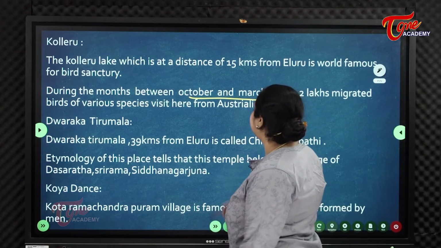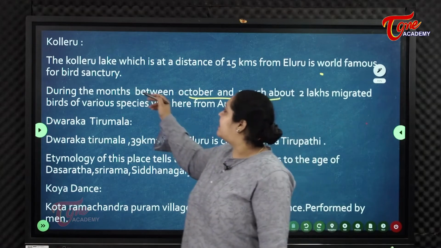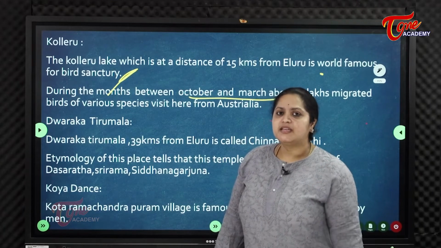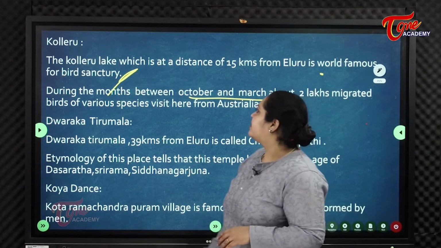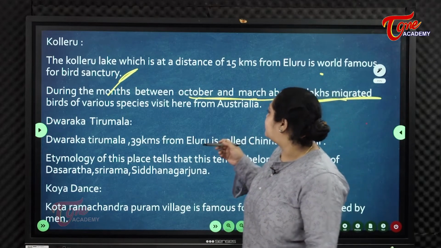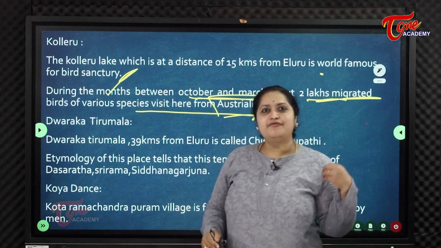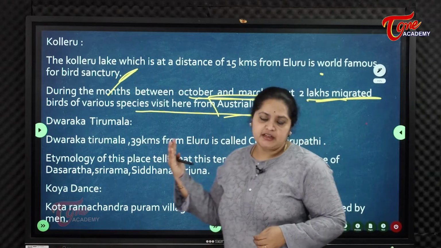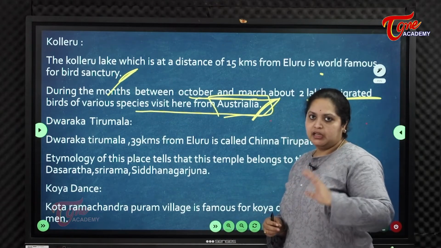The Kolleru Lake, which is at a distance of 15 kilometers from Eluru, is a world famous bird sanctuary. As we have seen, Siberian birds migrate to this place. During the months between October and March, about 2 lakh migrated birds of various species visit here from Australia and even from Siberia, both. So Kolleru Lake is very famous for migrated birds, different species from different parts of the world.